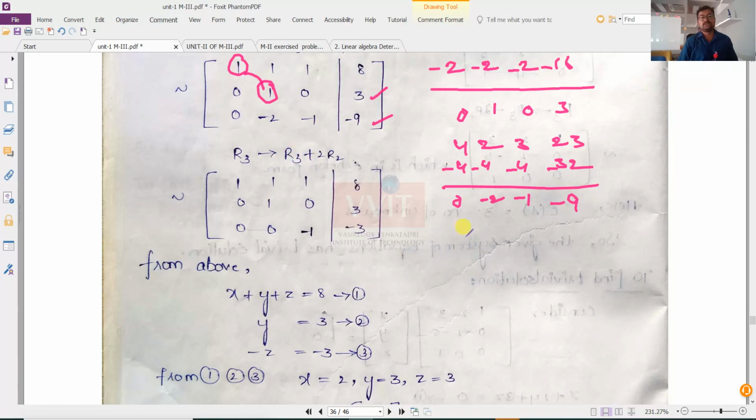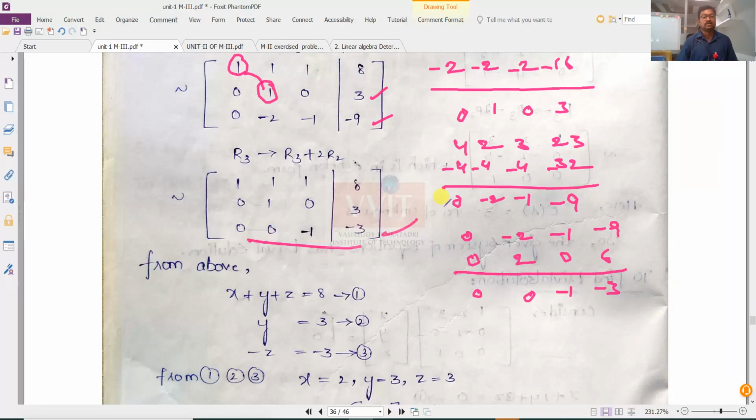So R3 is 0, minus 2, minus 1, minus 9. The second row I'm going to multiply with the 2: 0, 2, 0, 6. Adding, so no need to change any sign. So we get 0, 0, minus 1, 0, minus 1, and minus 9 plus 6 will be minus 3. So this is the value.